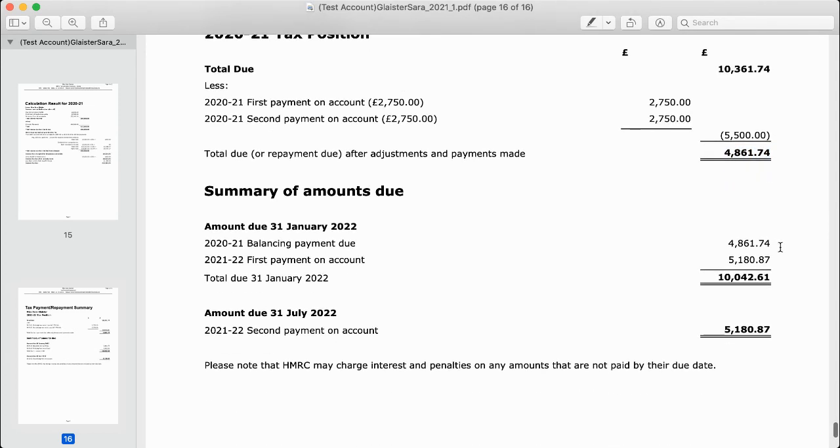Just underneath in this summary, it's actually telling you the amounts that need to be paid both in January, so 31st of January, and by the 31st of July as well. So we've got the balancing payment, the £4,861 from up here. Then we've got payments on account. Payments on account are due when your tax liability, this figure up here, is £1,000 or more. The payments on account are always 50% of this tax liability up here. So you pay 50% in January and another 50% in July, and they go towards your next year's tax liability. So it's like a prepayment.